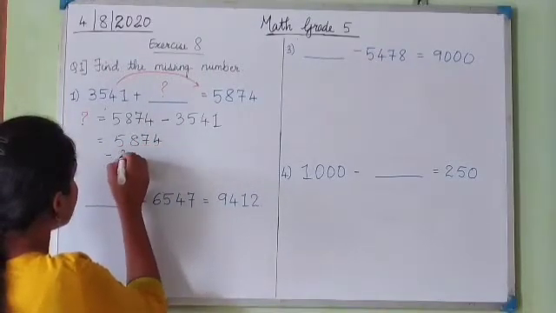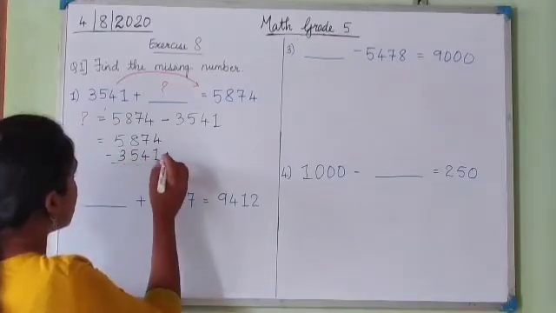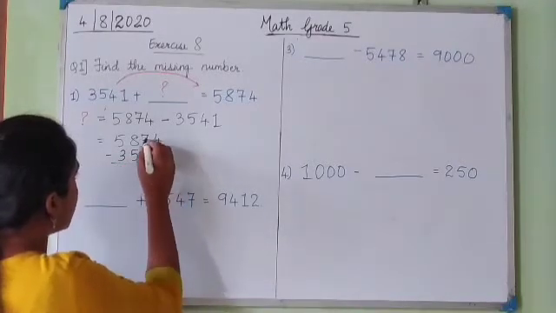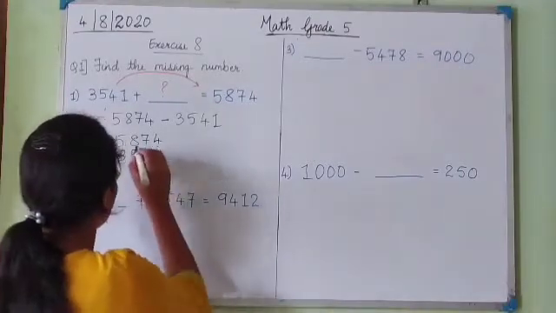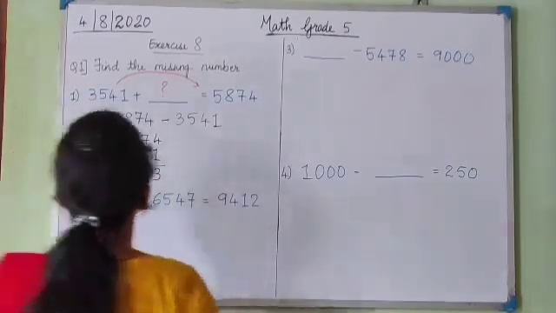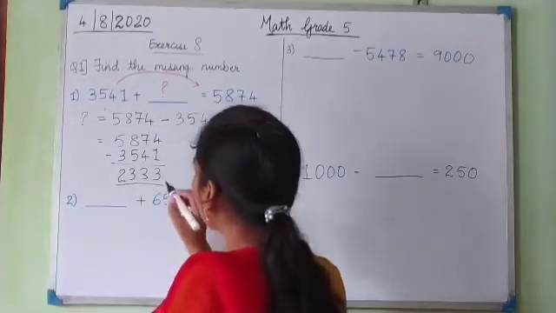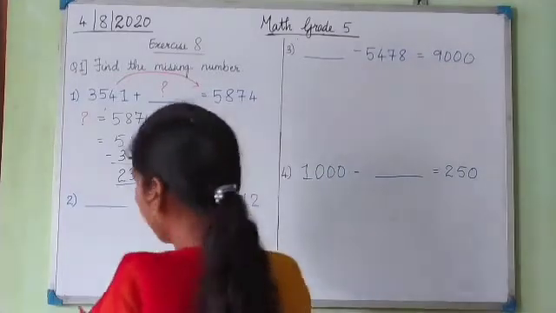5874 minus 3541. So what will be the answer of this? 4 minus 1 is 3. 7 minus 4 is 3. 8 minus 5 is 3 and 5 minus 3 is 2. So the answer is 2333. So this is what the question mark is.